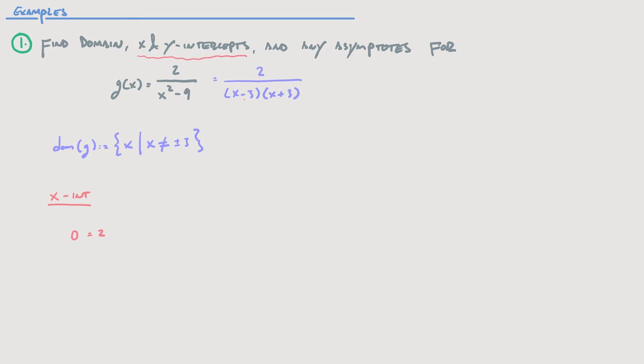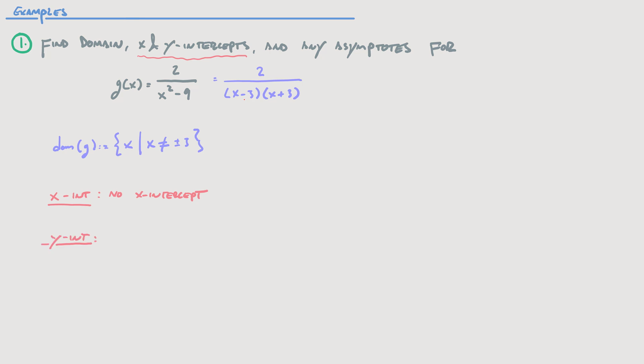I didn't actually write that on a slide anywhere, and I don't really want to write it out in this pen, so I'll just say it a third time because it's that important. To find an x-intercept, you set the numerator equal to 0. Well, in this case, if you do that, you get a contradiction. 0 is not equal to 2, and whenever that happens, that means that there's just no x-intercept.